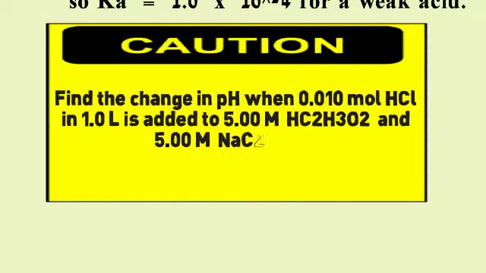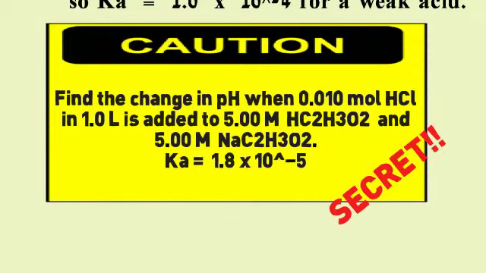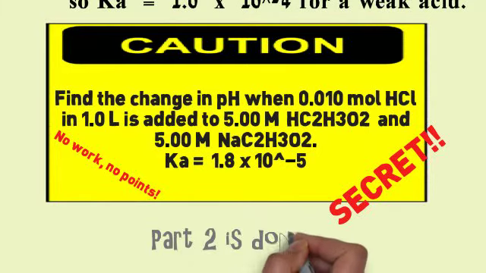Find the change in pH when you add this many moles of HCl to 5 molar HC2H3O2 and 5 molar NaC2H3O2. There is the Ka, and I'm going to warn you, this is a secret. Don't tell anybody. No work, no points. First in, first right only will get 3 points extra credit. If you're not that person, you will not get extra credit. Okay? You have to hand it in first, and you have to be right to get the points. And nobody else is getting the points.